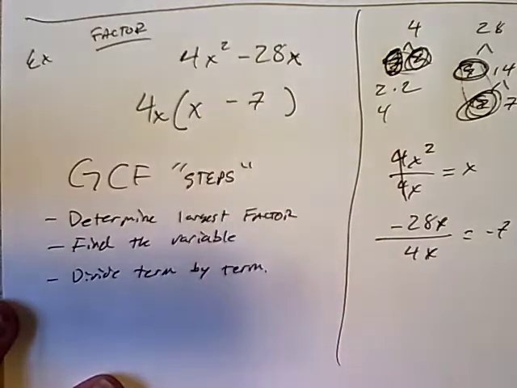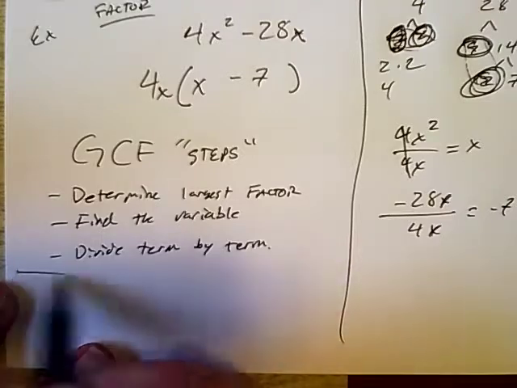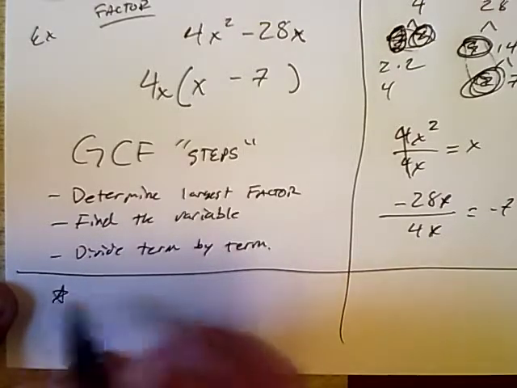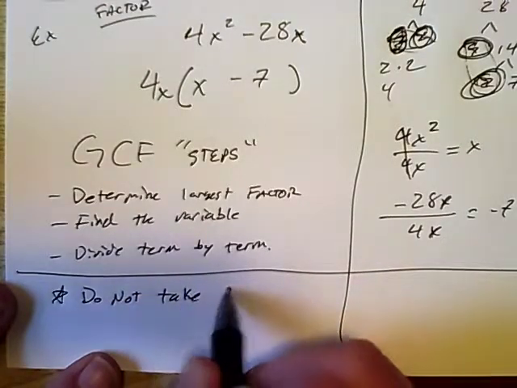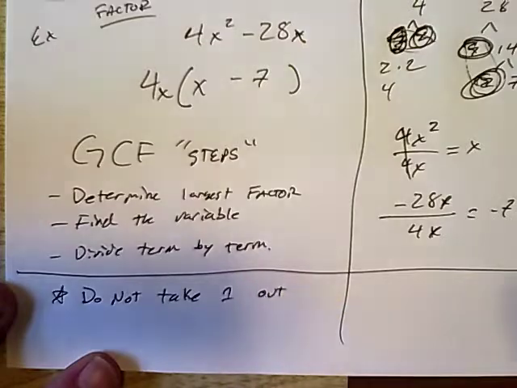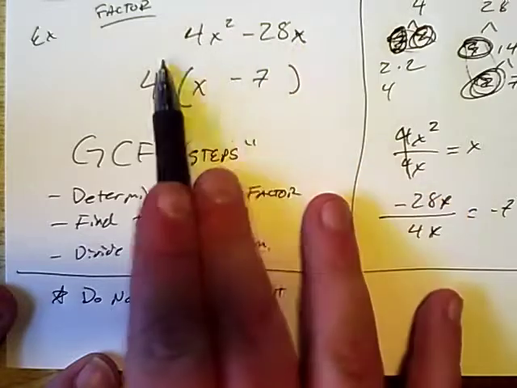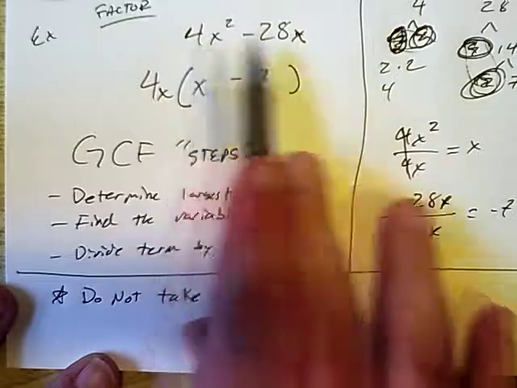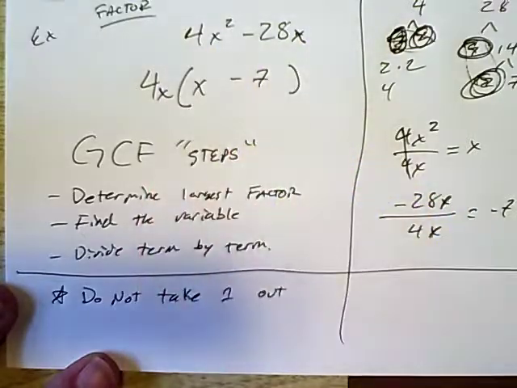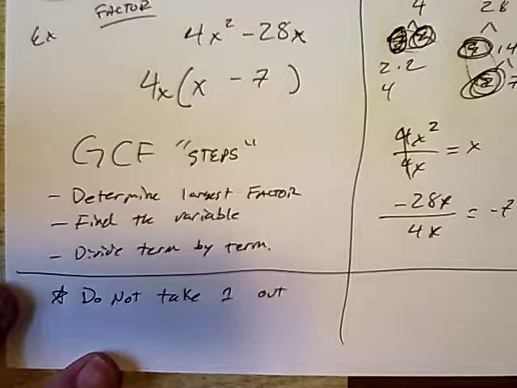Some things to look out for, so things to pay attention to as you're going through and dealing with the greatest common factor, is that you do not take 1 out. So if it was 11x squared minus 7x, well, 11 and 7, they don't have anything in common other than a 1. So if both of these numbers at the beginning stage are prime, then we don't deal with that. It's redundant if you pull a 1 out, because 1 times anything is itself, right?